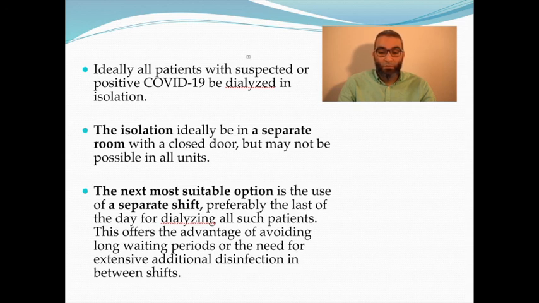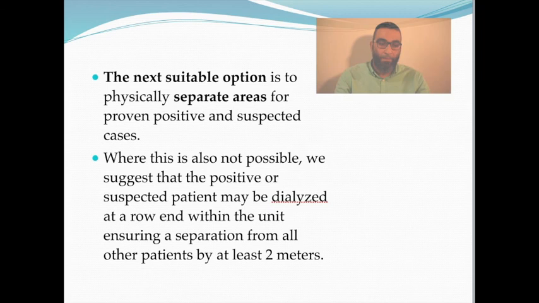This offers the advantage of avoiding a long waiting period or the need for extensive additional disinfection in between shifts. The next suitable option, if an isolation room is not available and a separate shift cannot be applied, is a separate area for proven positive or suspected cases. If that is not possible, the suspected or positive patient can be dialyzed at the far end within the unit, ensuring full separation from other patients by at least 2 meters.